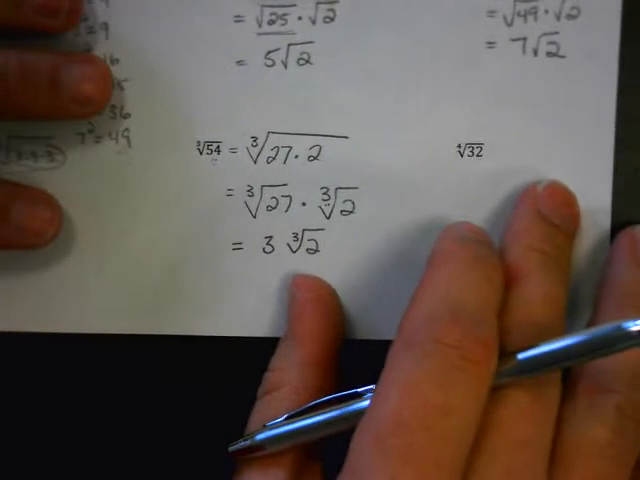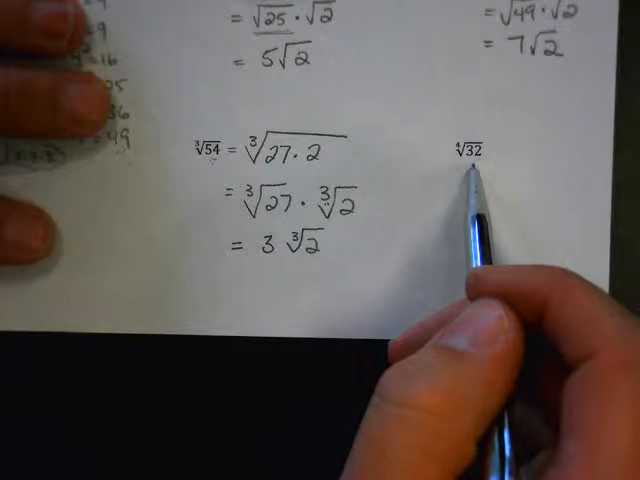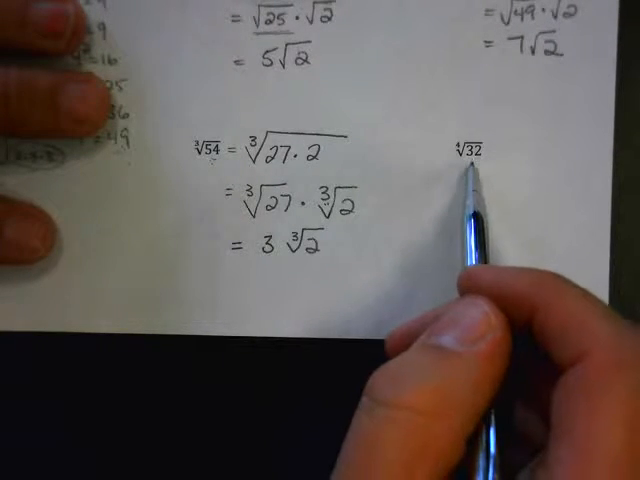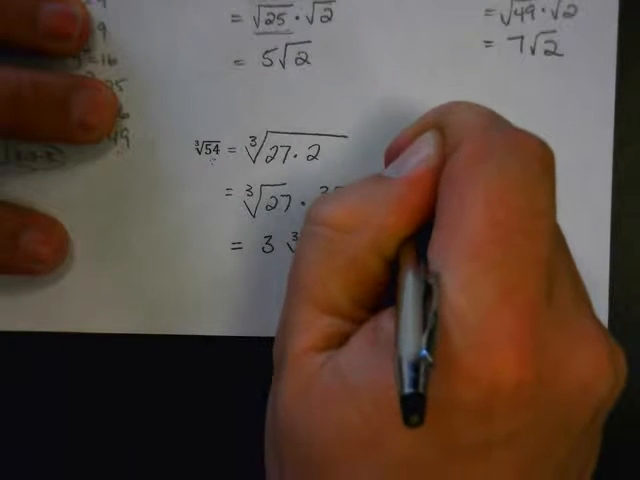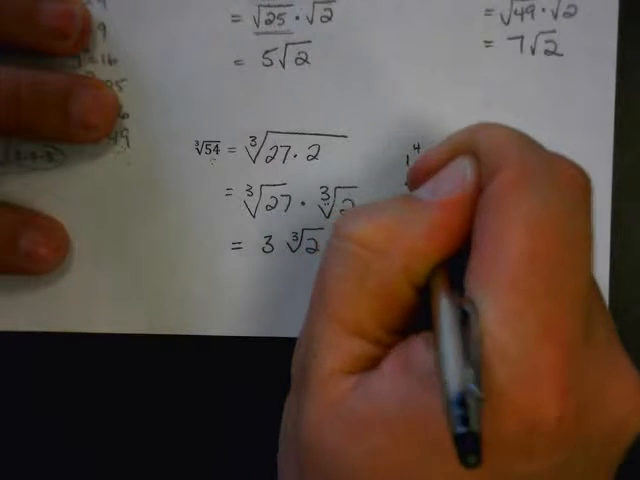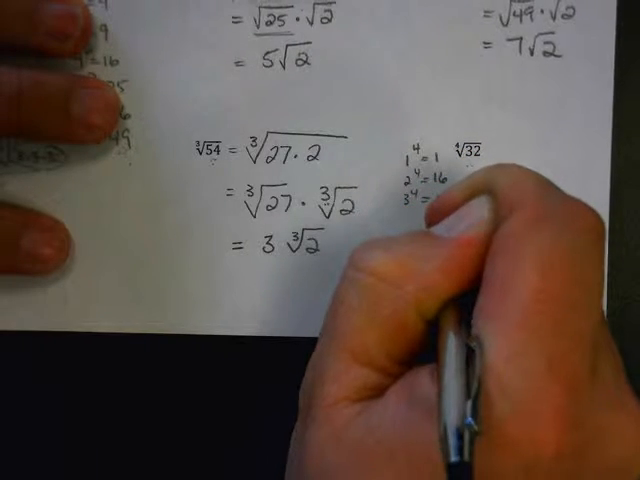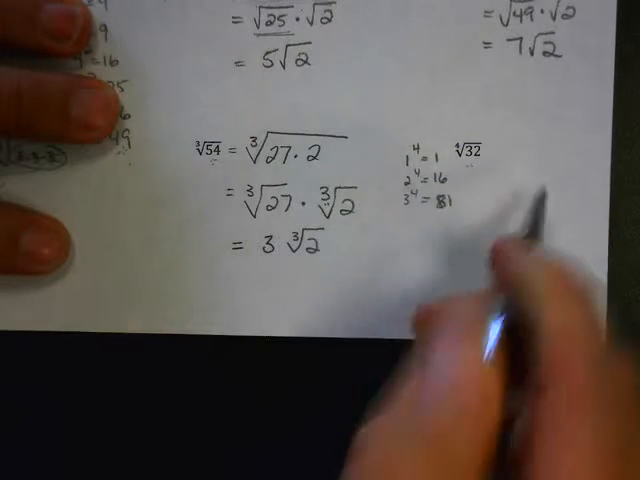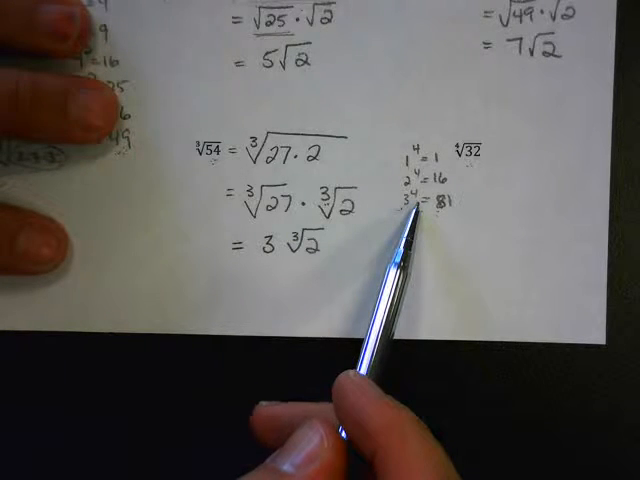But be careful. Make sure you read carefully. This is what? This is the 4th root of 32. And if you want, 1 to the 4th, 2 to the 4th, 3 to the 4th. This is 1, 16, 81. So you can see how they're getting large quickly with the higher the power is.